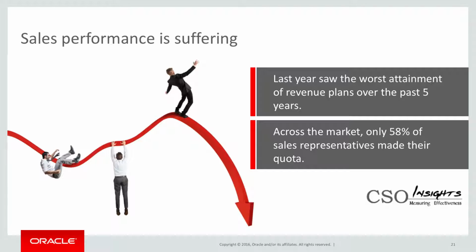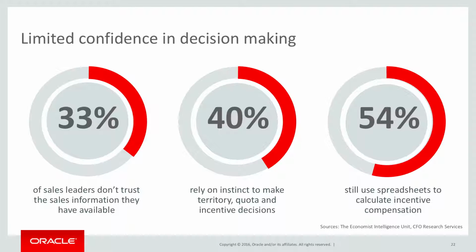But when we look at some of the root causes on the systematic side, as Barry was talking about, how important it is for sales managers and sales leadership to have confidence in their decision making, we ask them and find out that a third of them don't actually trust all the information they have at their fingertips. So they wind up relying on instincts to design territories, quotas and incentive decisions, and they're still using spreadsheets in all of this. That's not taking any step forward.